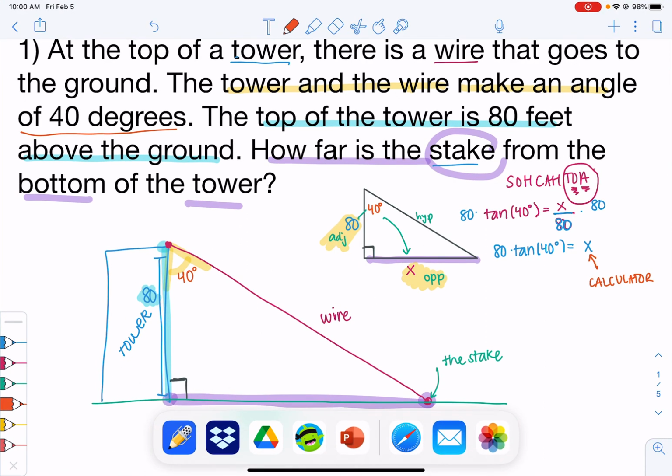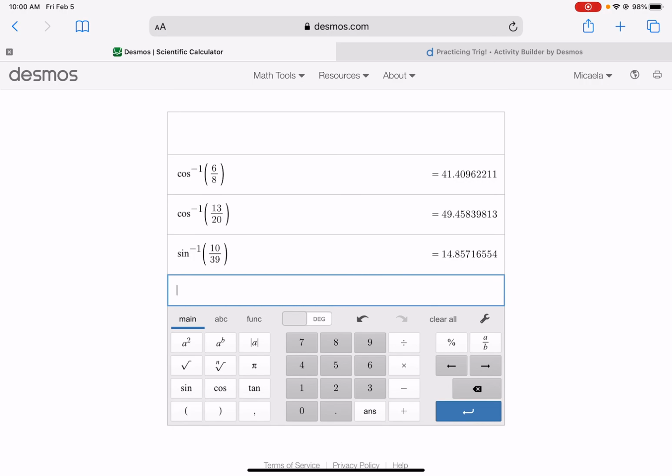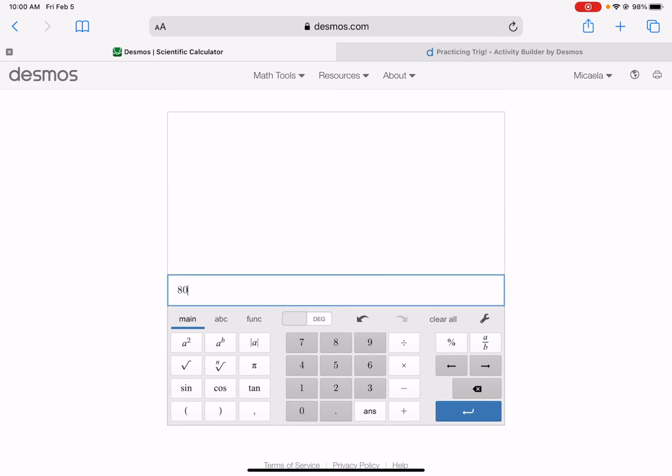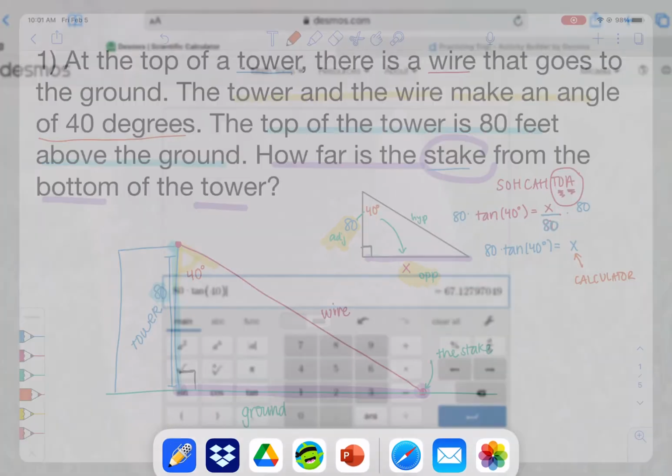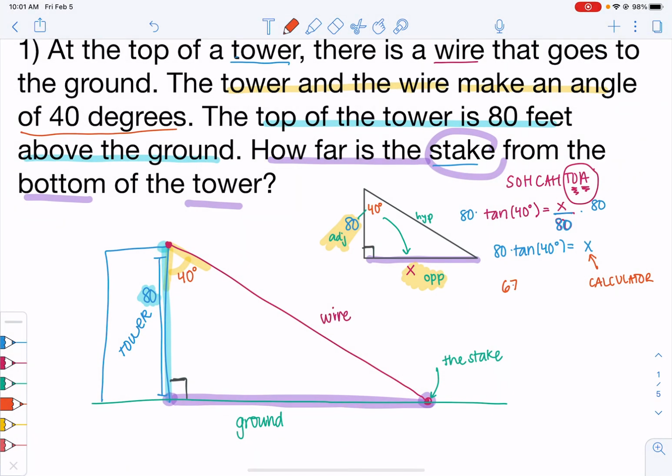So go to our calculator. We type in 80 times tangent of 40, and we get 67.12. 67.12 equals X. We'll write this in a sentence. The stake is 67.12 feet from the tower.